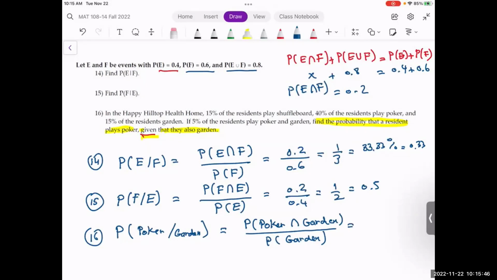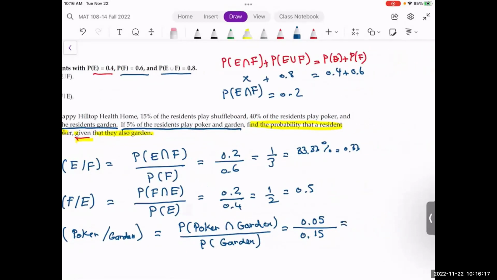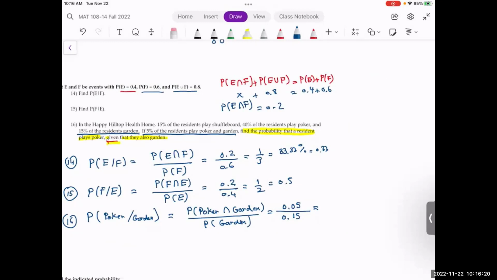So do we have poker and gardening together? And that will be 5%. So this is going to be 0.05. And gardening only, do we have gardening only? We do have gardening only. This is 15%, which is 0.15. If you divide these two together, this is going to be 5/15, or 1/3, right? And you can write it down 0.33.